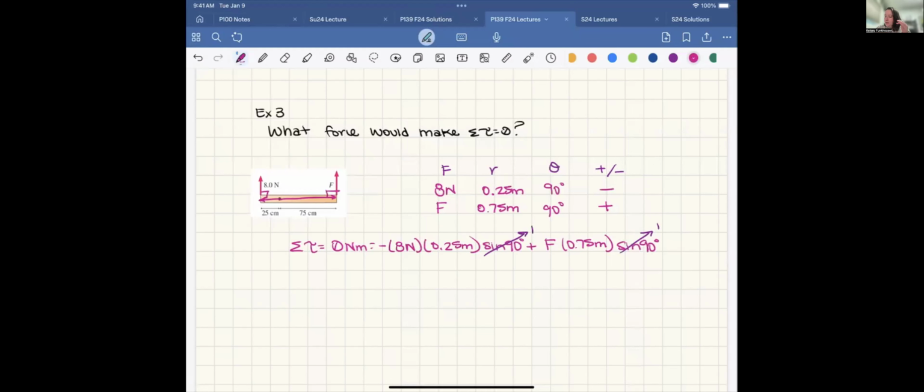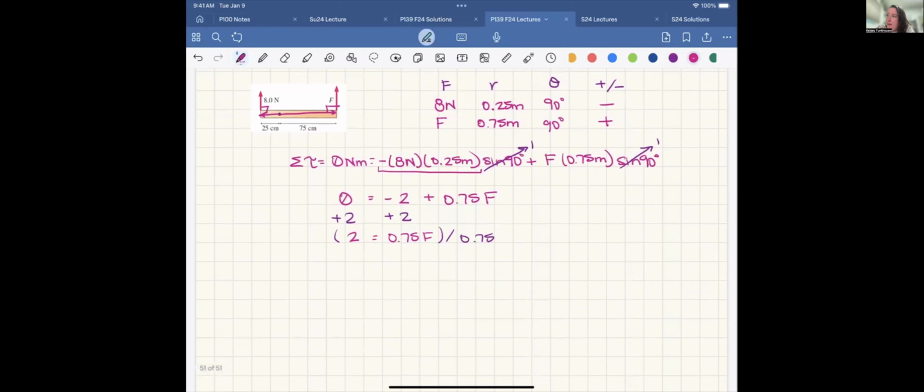And then let's first solve out what this is, and then we'll move it to the other side. So we have 0 equals -2 plus 0.75 times whatever our force is. And then we're just going to add that 2 to both sides. And we have 2 equals 0.75 times the force. And then we divide both sides by the 0.75. And we get 2.67 newtons as the force needed to make the net torque 0.